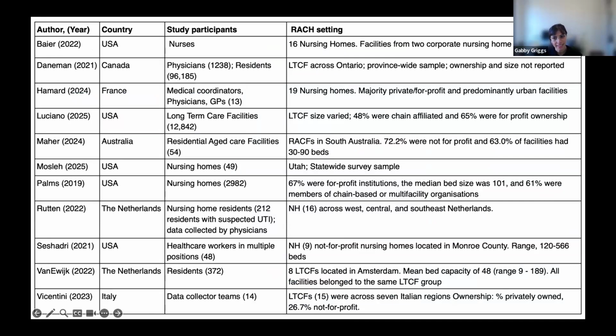There is a reference list at the end of these slides. I just wanted to share the diversity of the studies, so I don't overwhelm you with the amount of writing. There's a lot of diversity in the studies that we've found.